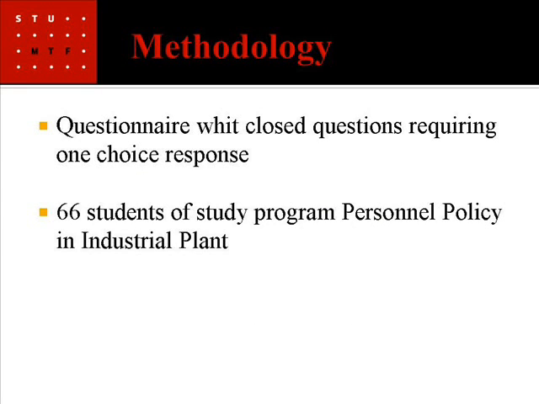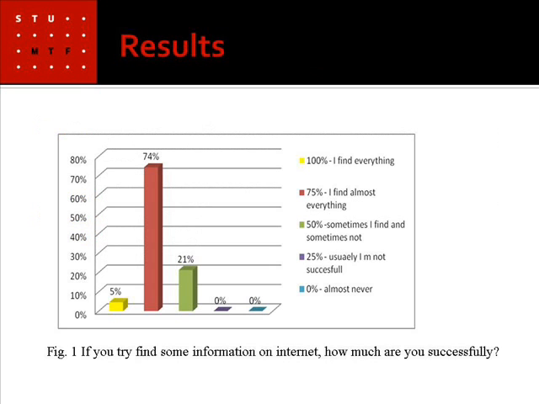The survey was realized on a sample of university students from the Faculty of Material Science and Technology of the Slovak Technical University in the year of 2010-2011. The survey involved 66 students of study program Personal Policy in Industrial Plant. At the beginning of the survey, we focused how is the student perception about their searching abilities on the Internet. According to the respondents' answers, most students, 75%, can find almost anything.